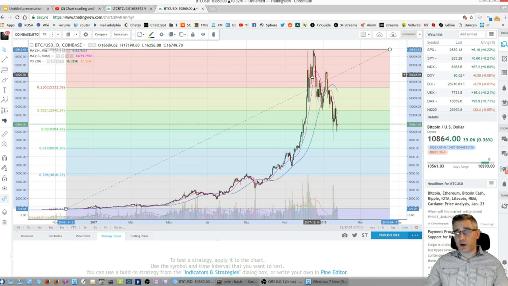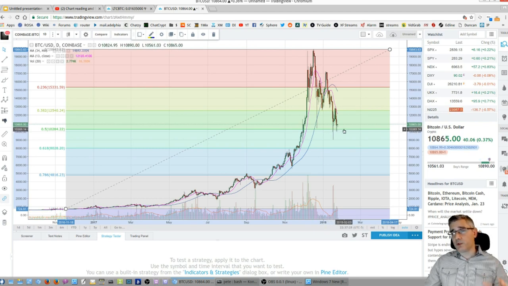It bounces off and comes all the way down to this line here, a very significant line. And it used that as a support, bounced off, and now we're back down to this support level here, this green support level here.